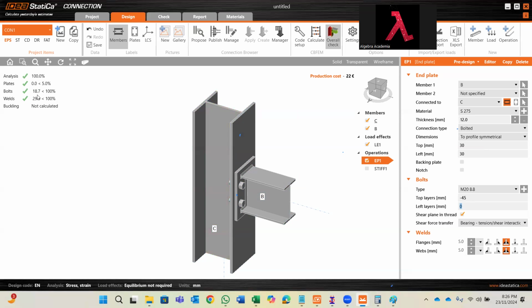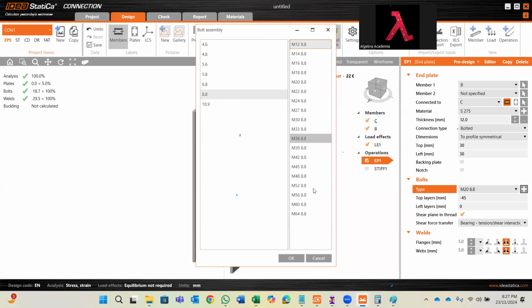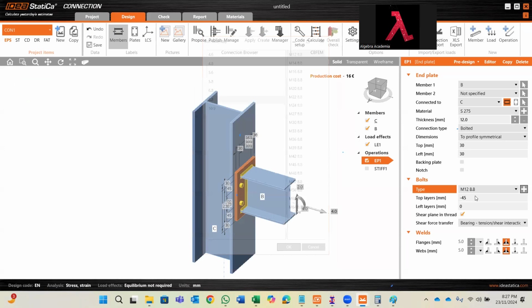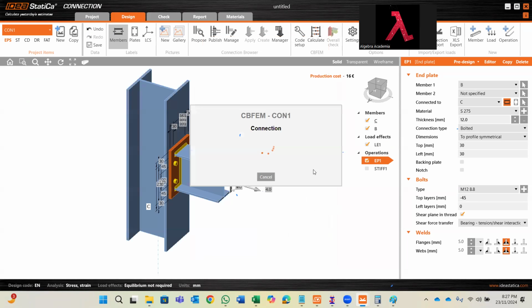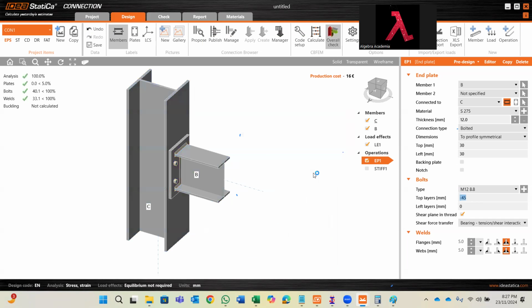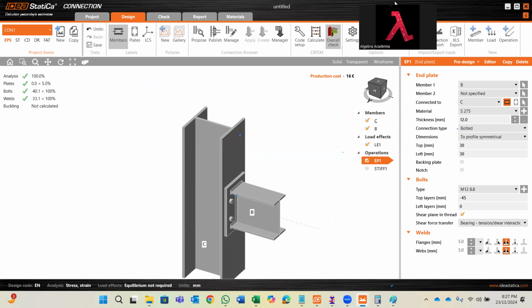So the bolt, which is 18.7 percent, did I change the bolt diameters? Let me see the bolt diameters as well. Yeah, M20. So I'll go for M12. That's fantastic. I'm going to rerun the calculation. Yeah, still going with 12 millimeters, it is only 40 percent, and weld is 33 percent. I cannot go for less than 5 millimeter thickness as per authority requirements, 33 percent.